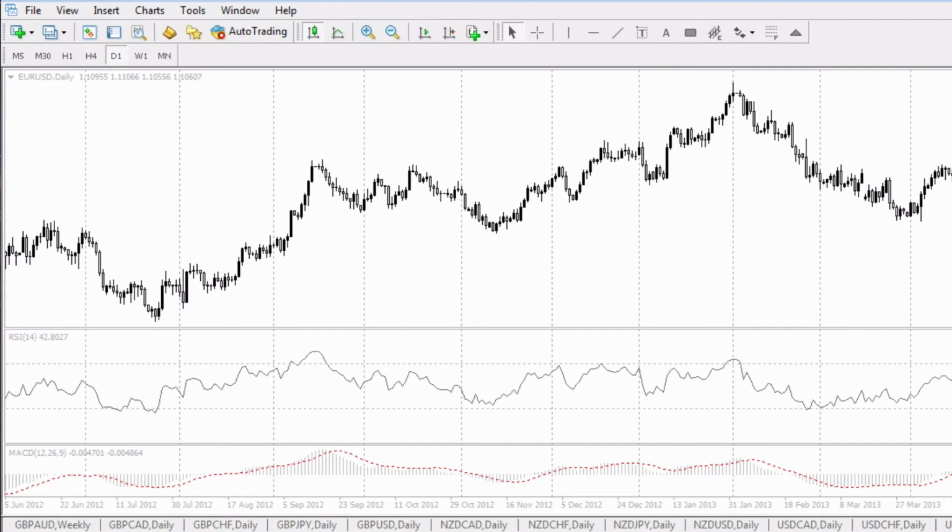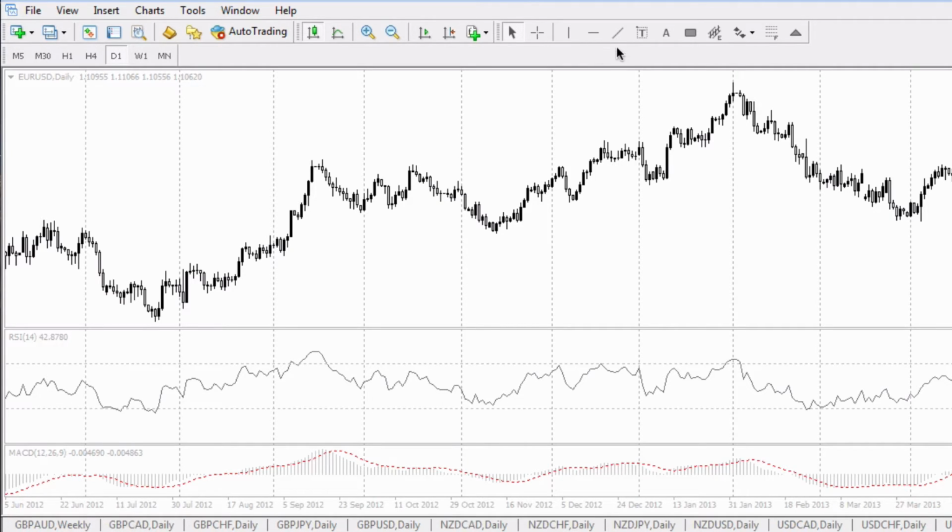Alright, so what is divergence? Divergence is just a principle that says there's an indicator and then there's price action, as you can see here on the screen. And you're going to look for a situation where price goes one way and then your indicator goes the other way, and that can give you a clue that price is going to also move in that direction.